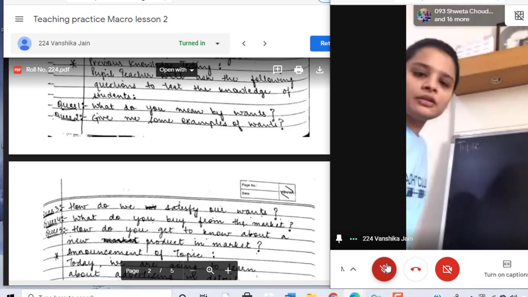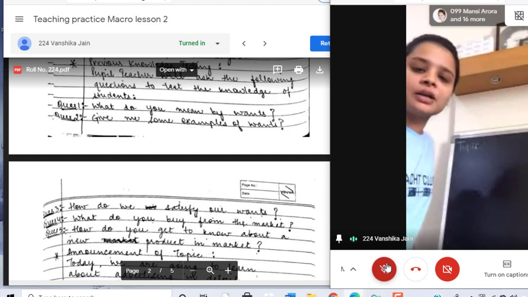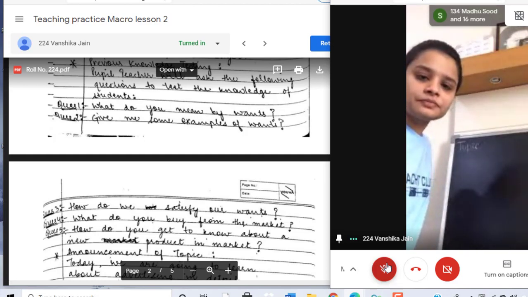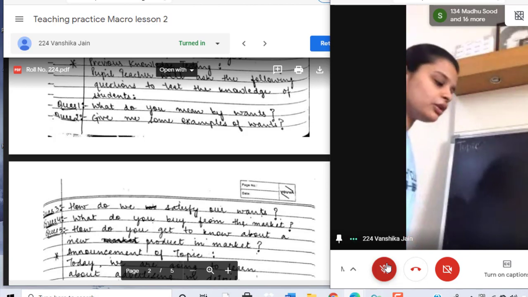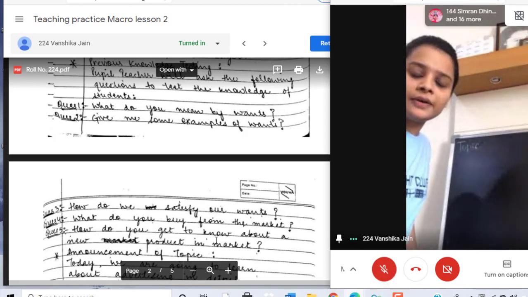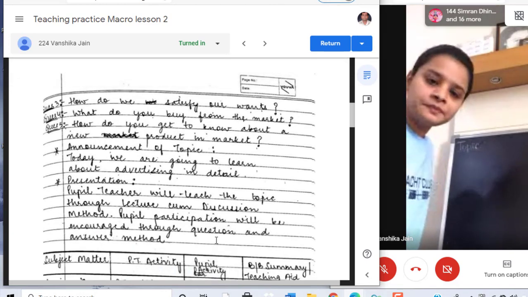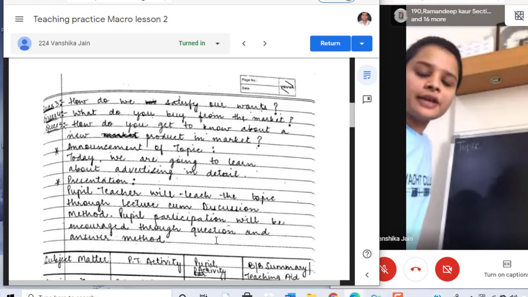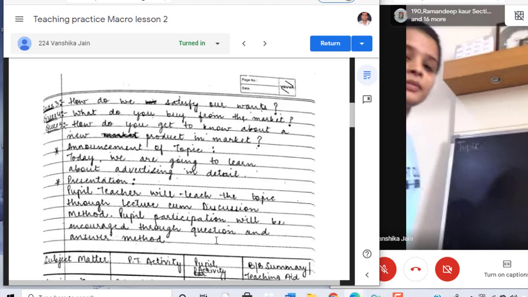Yes, anyone? Then are necessities. Yes, these are necessities. Give me some examples of bonds. What all do you want in your daily life? Food, shelter, clothes. Yes, very good. So, how do you satisfy your wants? To satisfy your wants, what do you do? Buy the goods, then consume them. Yes, you buy the goods and consume.